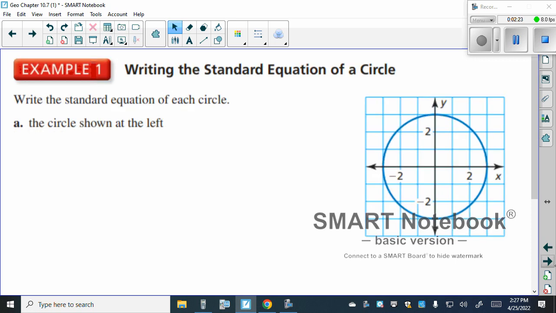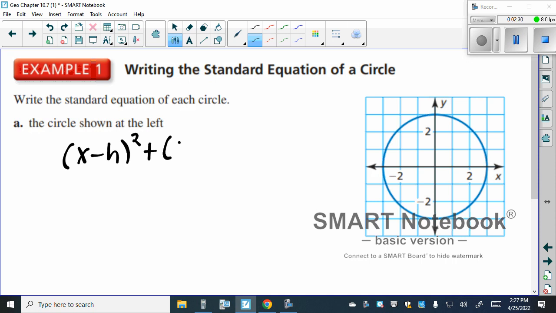Now the first one we have is this here. So our general equation is x minus h squared plus y minus k squared is equal to r squared. So the first thing we need to do is find the center of this circle. Wait, so like this. The center of the circle is like right there. Okay. So the center would be, yes sir, okay. Is this like graph? A little bit.